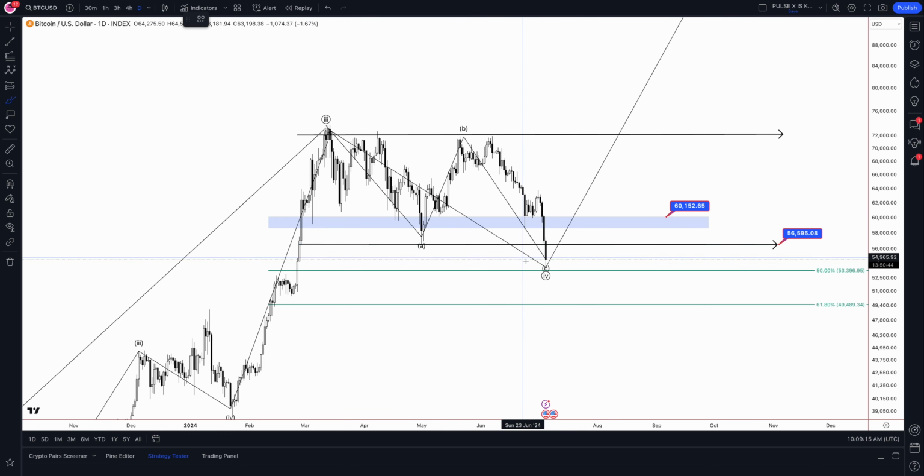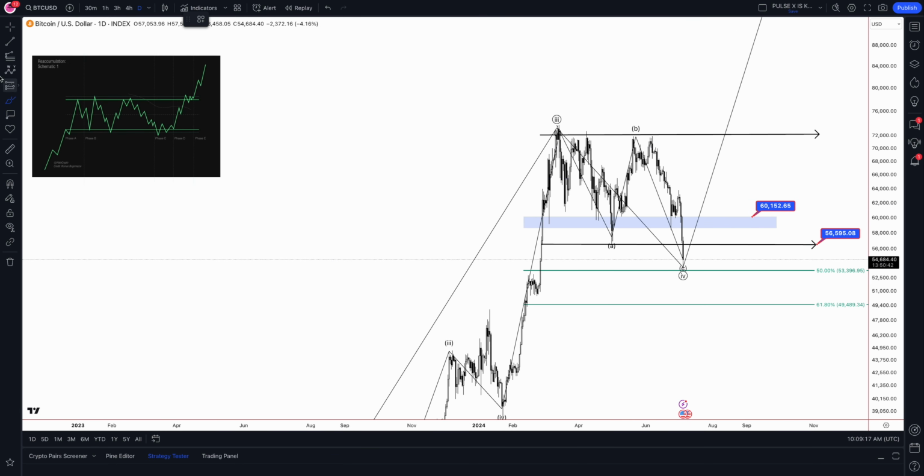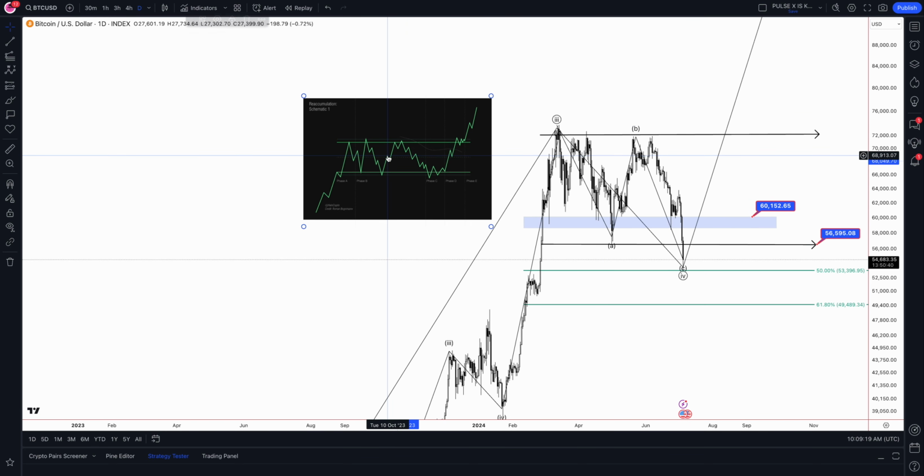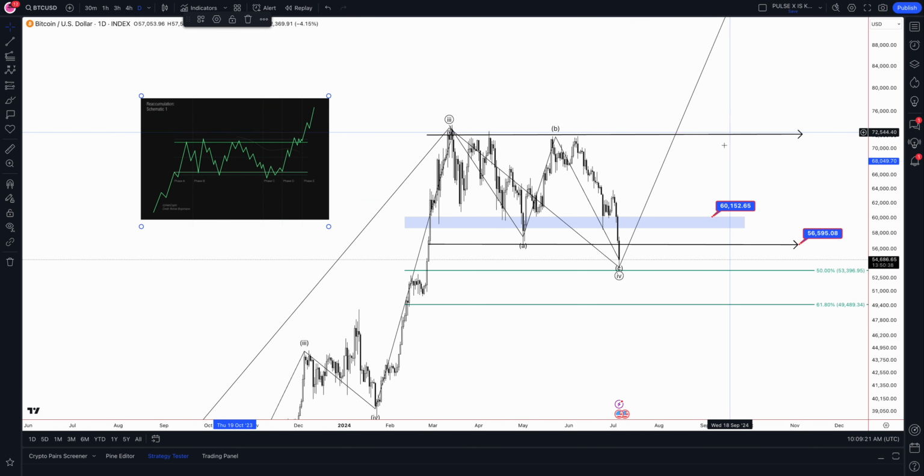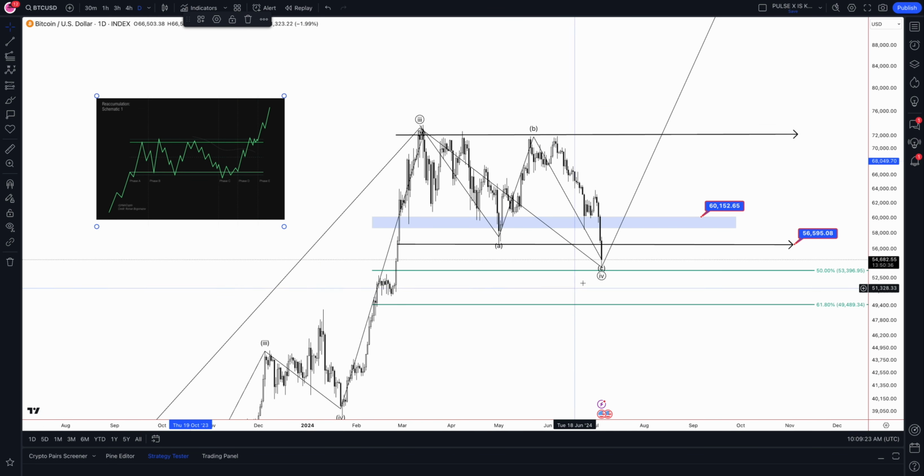Our bias is bullish still, and I do see that this is Wyckoff reaccumulation, but we do need to flip some levels in order for this bias to remain true.